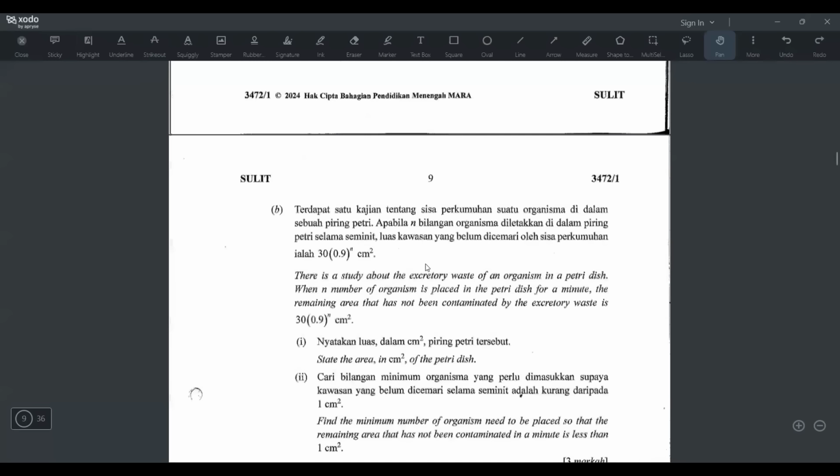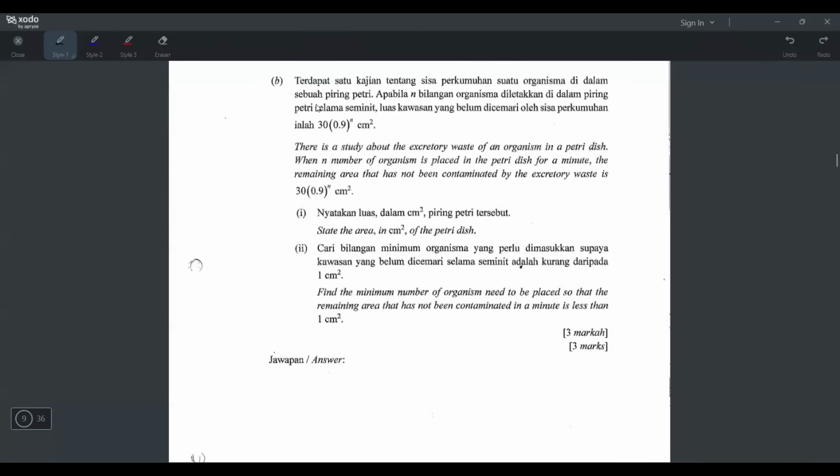Done? Okay, let's do B. There is a study about excretory waste of an organism in a petri dish. When n number of organisms is placed in the petri dish for a minute, the remaining area that has not been contaminated by the excretory waste is 30(0.9)^n cm square. Number 1, state the area of the petri dish.